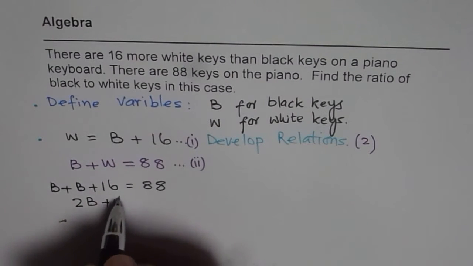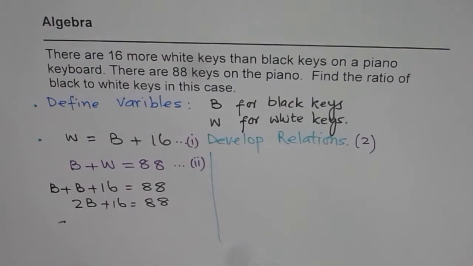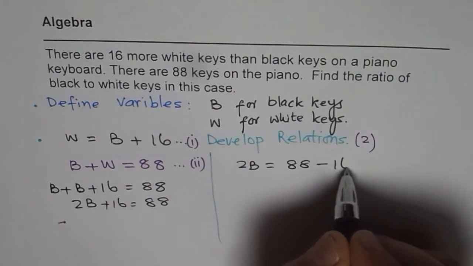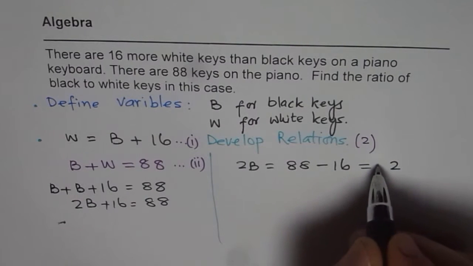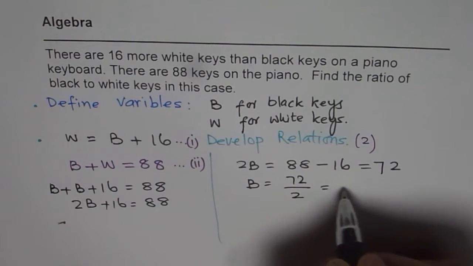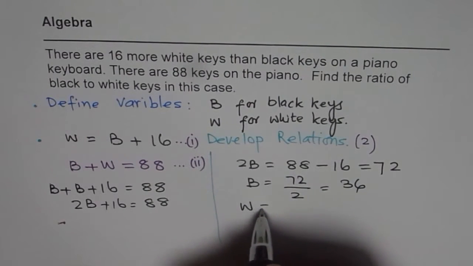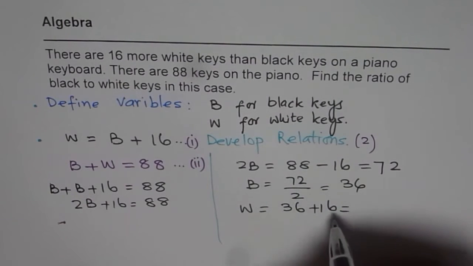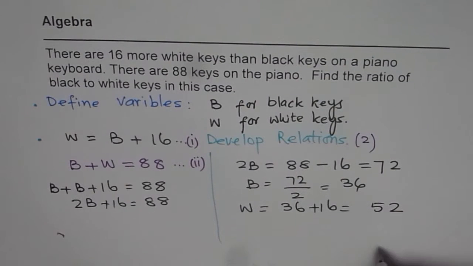2B plus 16 equals 88, and let's use the right side of the page. We get 2B equals 88 minus 16, which is how much? 8 take away 6 is 2, 8 take away 1 is 7. So B equals 72 divided by 2, and that is 36. So black keys are 36. White keys are how many? 36 plus 16. Add them up: 6 plus 6 is 12, and 3 plus 1 is 4, plus 1 is 5, so 52.